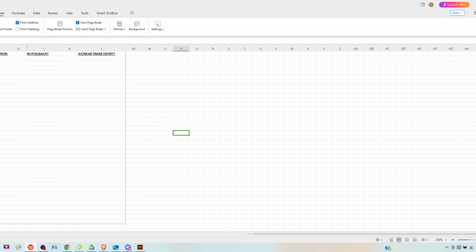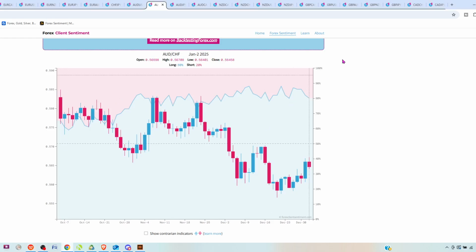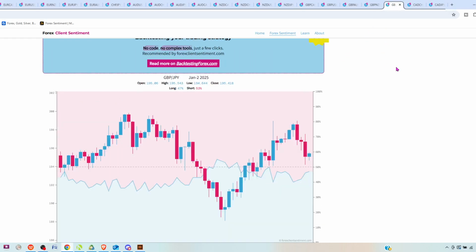And I just make a note, what direction am I looking to trade in? And that's only if there is a bias of at least 60-40. So let me show you one that's not. This is the pound yen. As you can see, as of today, we're at 47.53. You can see right there in the middle, 47 long, 53 short. The ratio needs to be at least 60-40 or 40-60 or better. So this is a pair I would not even look at. So I will not even look at the pound yen just based on that.